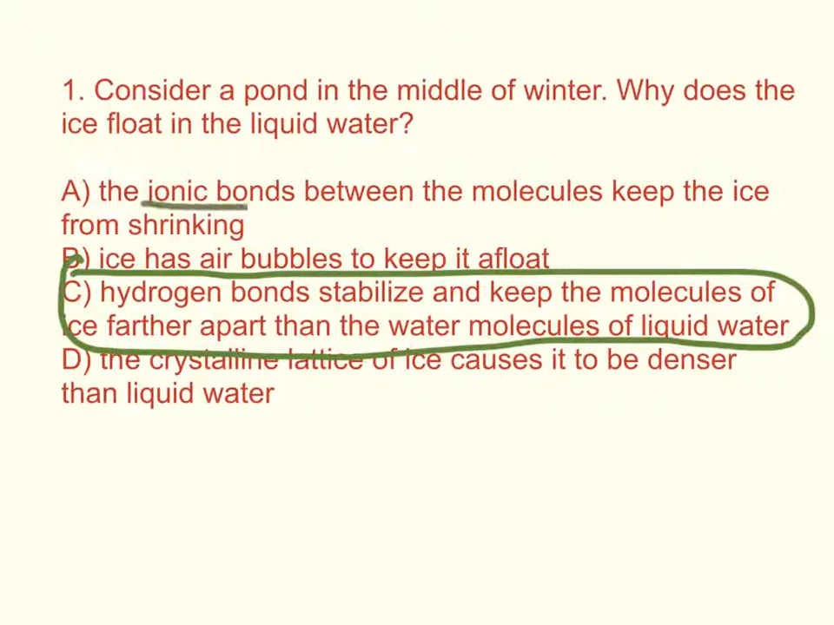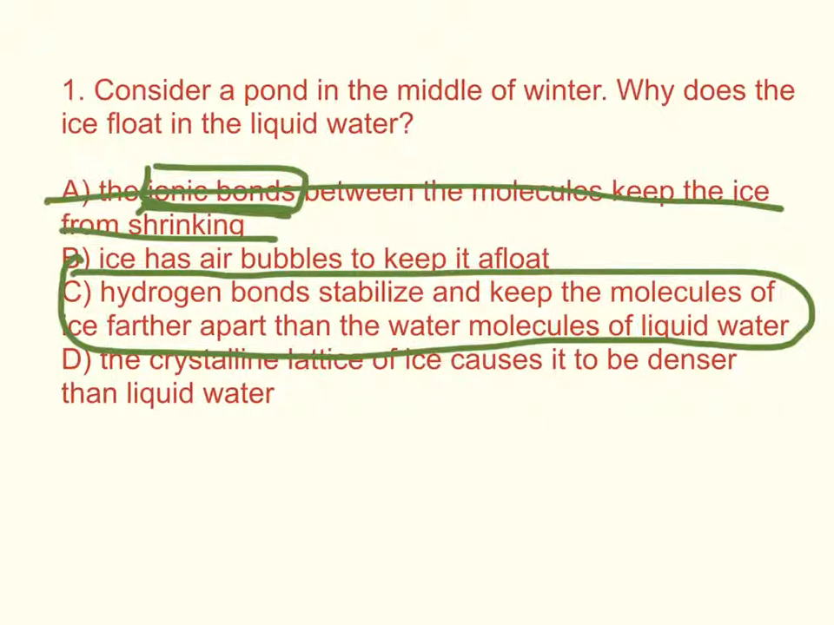A has to do with ionic bonding, which is something that doesn't occur between water molecules, as water molecules are actually not charged. Although water molecules do have partial positive and partial negative charges, they do not have ionic bonds. It's incorrect. B. Ice has air bubbles to keep it afloat.